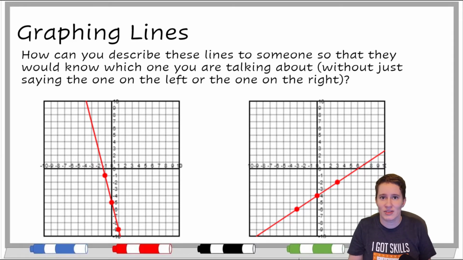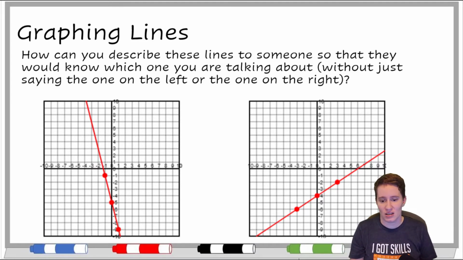These also don't have the same steepness, right? If you were to put a ball or a skier on these two lines, the one on the left, the person or the ball would go faster because it's steeper. The one on the right, they'd still go pretty fast, but slower because it's not as steep.